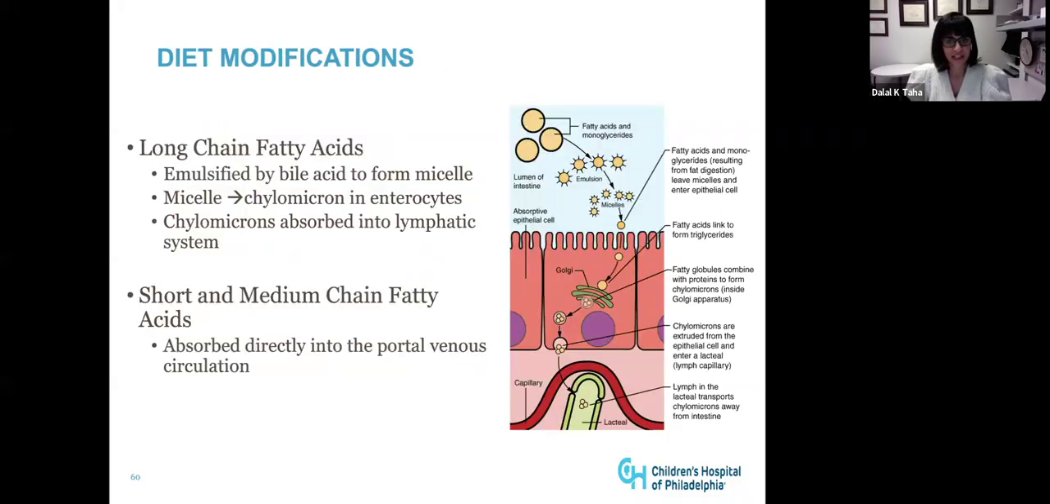So other things that you can consider to treat your lymph patients is changing the diet. I think this is a staple for everybody. Long chain fatty acids are emulsified by bile acid to form micelles, and then the micelles bind with fat globulins and enter the enterocyte as chylomicrons. And so they get absorbed directly into the lymphatic system in this route. On the other hand, short and medium chain fatty acids are absorbed directly into the portal venous system and they don't contribute to lymph fluid.